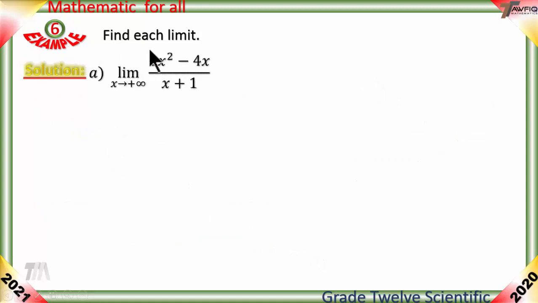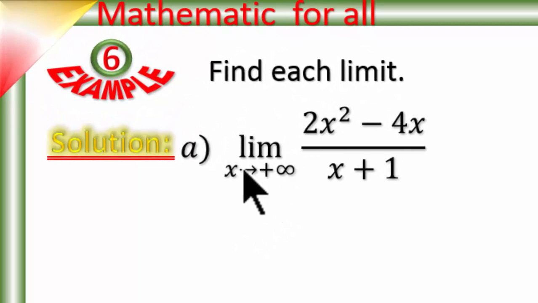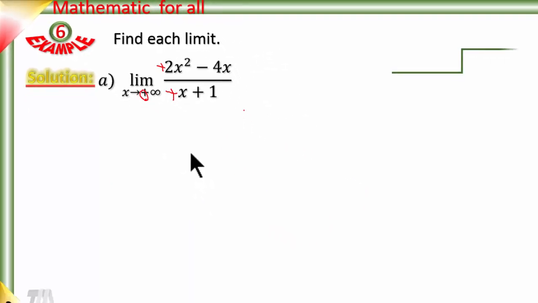Example number 6. Find each limit. Limit as x approaches positive infinity. We have two things here. If we want to find the limit, we can just multiply this plus this, and the leading coefficient of the numerator and the leading coefficient of the denominator are both positive. That means this limit is equal to positive infinity.